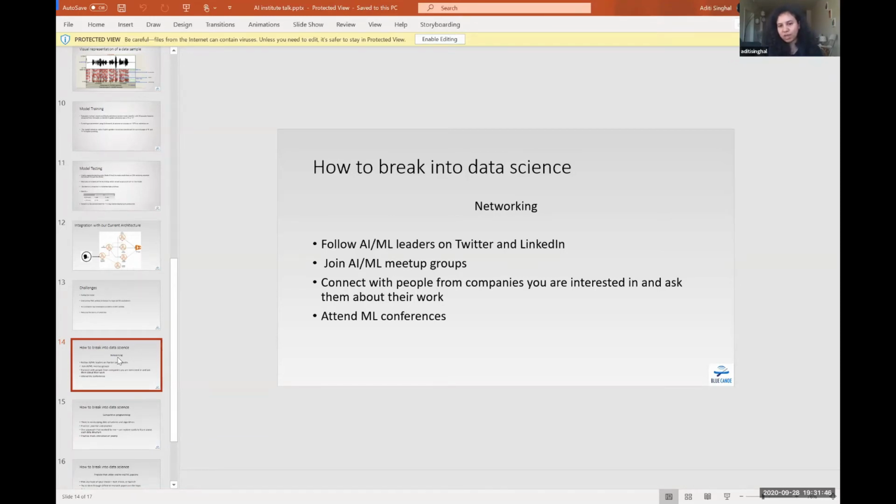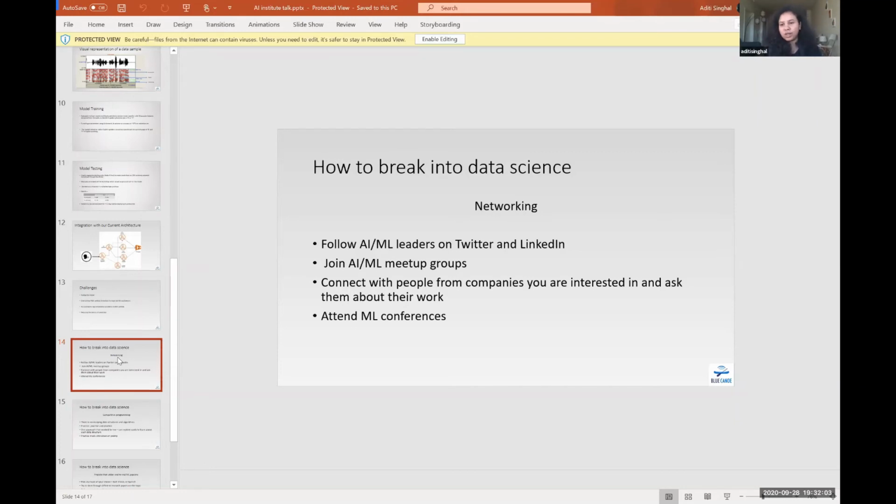For example, I follow Yoshua Bengio or Yann LeCun on Twitter, Facebook, and LinkedIn. So I get to know what's happening at Facebook and other companies. That's just a good way to know the latest developments. And then there is something called Meetup here in the US.